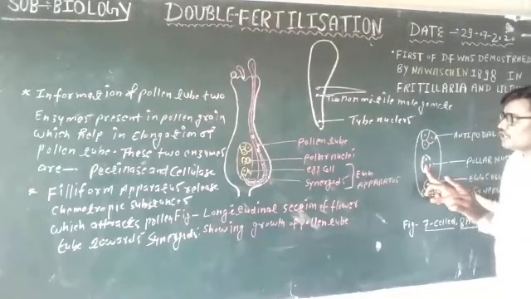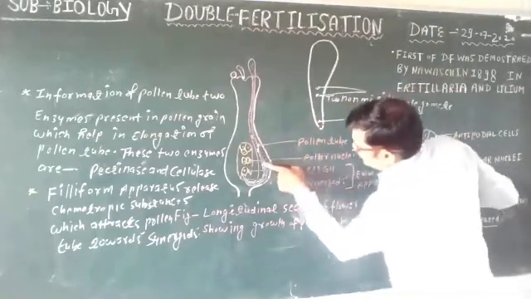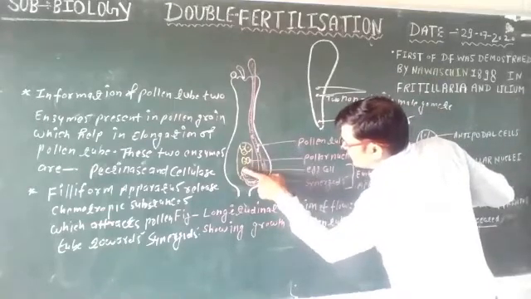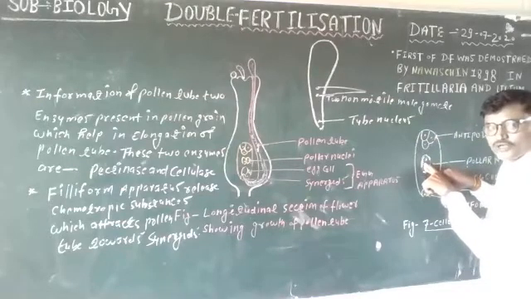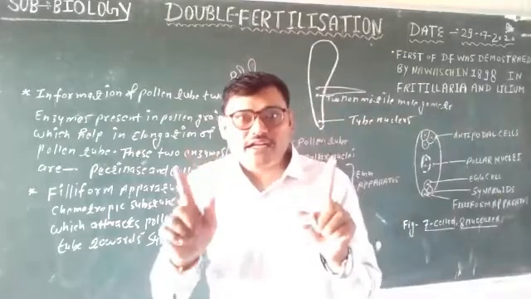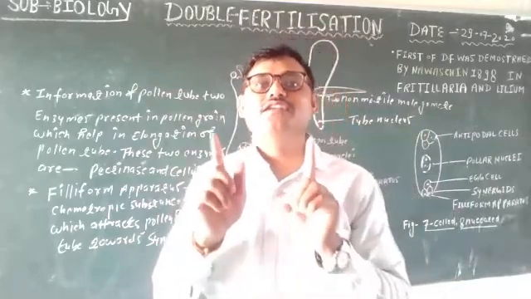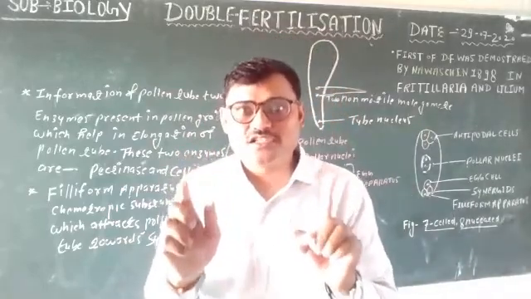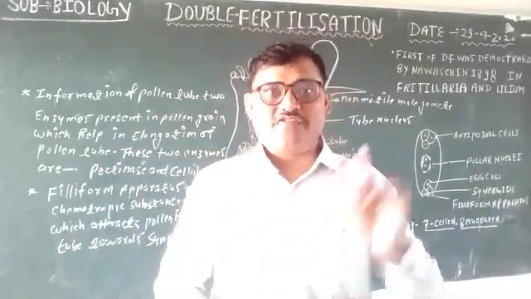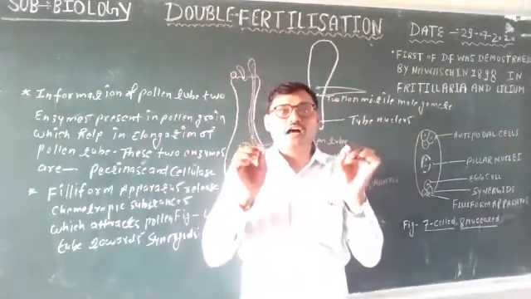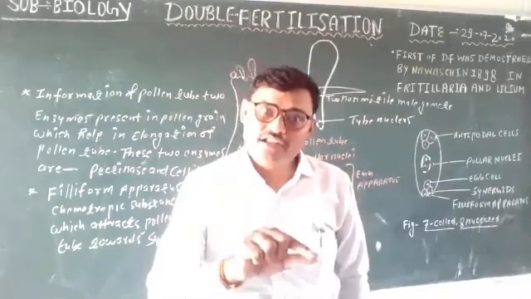Again, I am repeating this point. When these two non-motile gametes reach inside the embryo sac, one non-motile gamete fuses to the egg cell, and another non-motile gamete fuses to the polar nuclei. When one non-motile gamete fuses to the egg cell, this process is known as syngamy, and syngamy is also known as fertilization. Fertilization, I have told you, is the fusion of male and female gamete in the embryo sac.